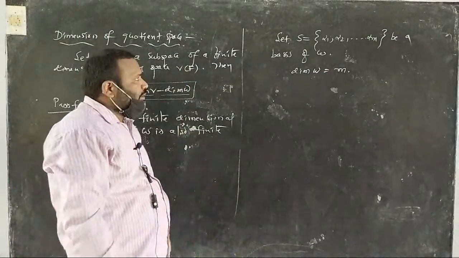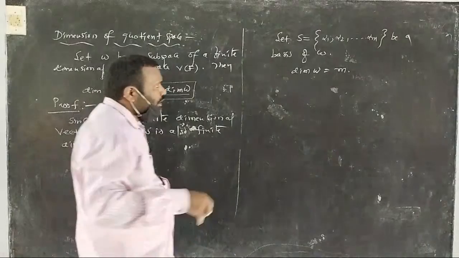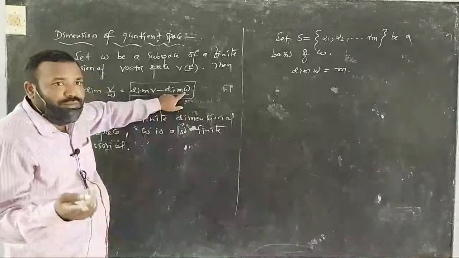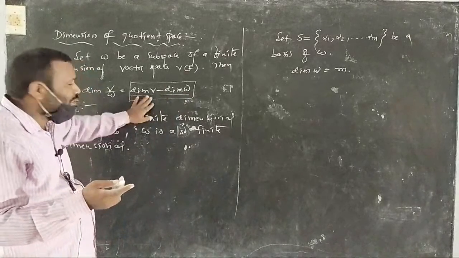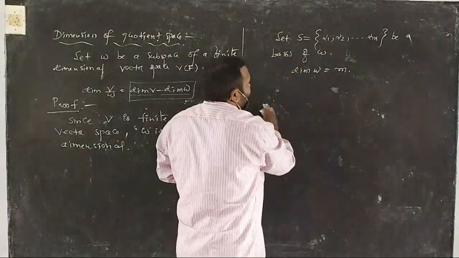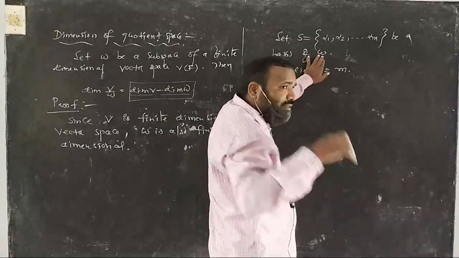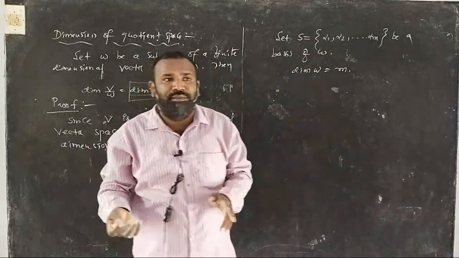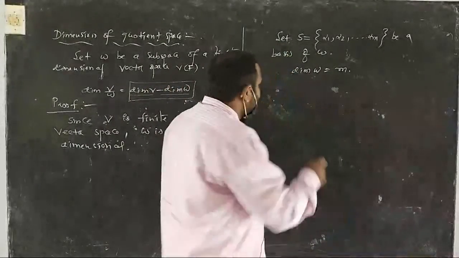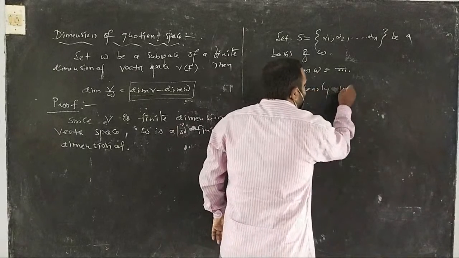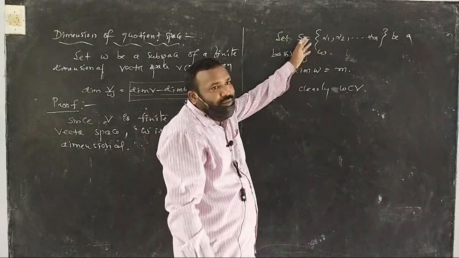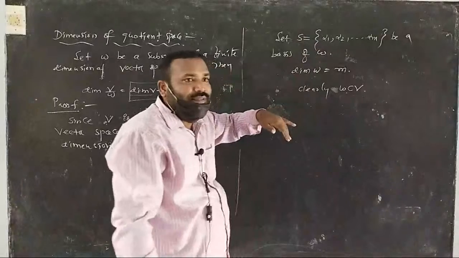So on the right side one term is found. Dimension of W is found. Next let us find the dimension of V. Clearly S is non-empty. And W is a subspace of V, which means W is a subset of V. Clearly W is a subset of V. S is a basis of W, and a basis is a subset of its space.